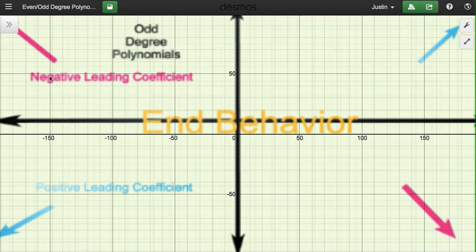They either have a negative leading coefficient and look like this, or they have a positive leading coefficient and look like this. Make sure that you've sketched exactly this and that you've differentiated what the positive is too. So make sure that it's very clear that this is a positive leading coefficient, and these are negative leading coefficients.